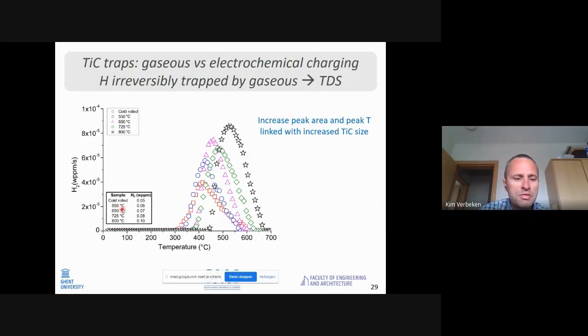You see here the different charging temperatures we did. So I mentioned 800. This is then the largest peak. So it's here, the one with black stars. And then we also did some lower temperatures, and we compared this to a cold-rolled structure. And you see that the titanium carbides, they are able to trap more hydrogen when the titanium carbide size increases. So here you have a high temperature irreversible trap, which is activated by this gaseous charging at high temperature.